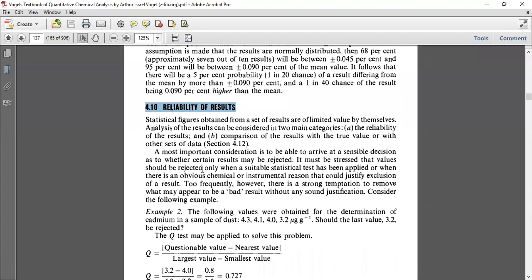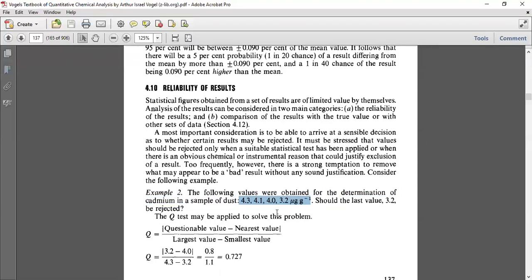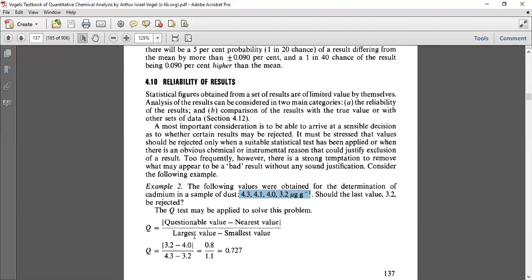So for that we had done this problem. The following values were obtained for the determination of cadmium. So 4 values were given. According to that you have to find out which value we have to select or reject. So the formula: Q is questionable value minus nearest value divided by largest value minus smallest value.